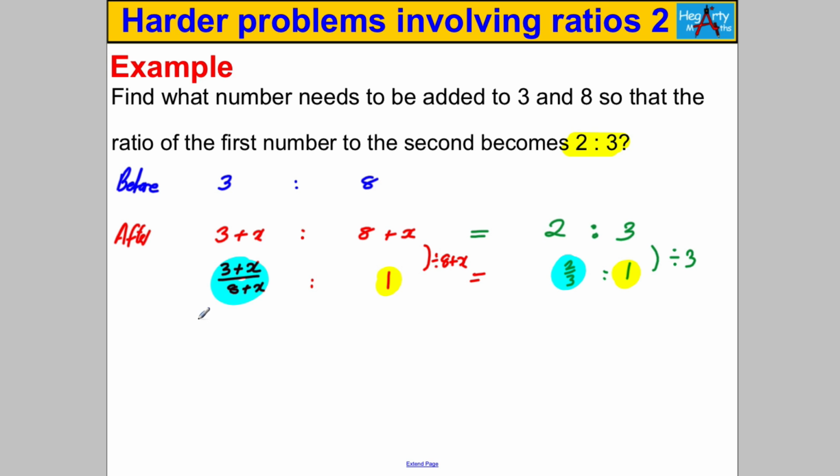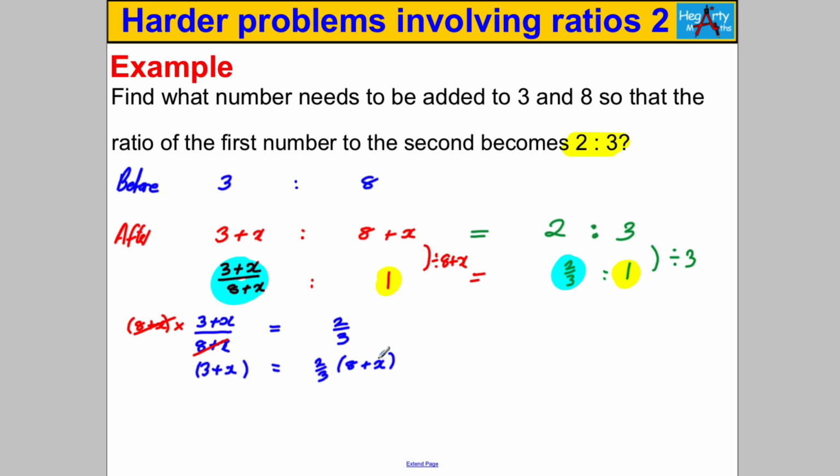So I could say that (3 + x) / (8 + x) must be equal to 2/3. Now that's something we're going to have to be able to solve. Let's do it in stages. The first thing I'm going to do is multiply both sides by 8 + x, to undo the divide by 8 + x here. And I'm going to get that (3 + x), I'm going to put a bracket around it, is going to equal 2/3 (8 + x).